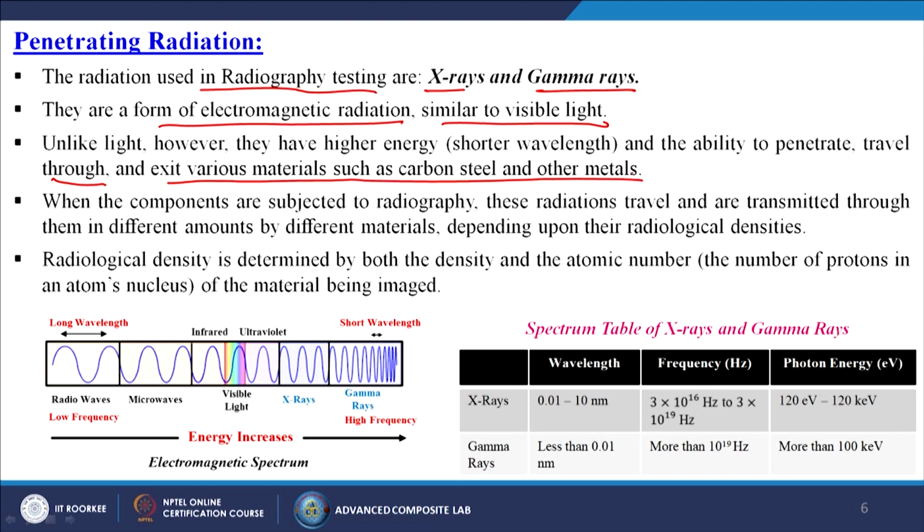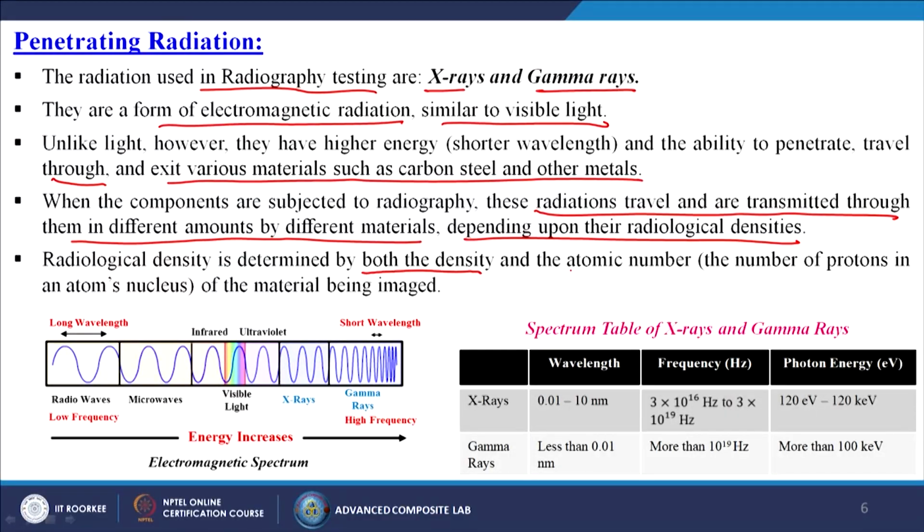and other metals. When components are subjected to radiography, these radiations travel and are transmitted through them in different amounts by different materials depending upon their radiological densities. Suppose different materials have different densities. So, when we get the image on the film itself, we can observe different types of colors, depending upon the densities of the different materials. Radiological density is determined by both the density and the atomic number, the number of protons in an atom's nucleus, of the material being imaged.